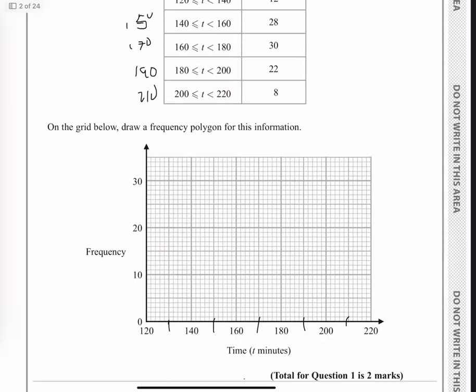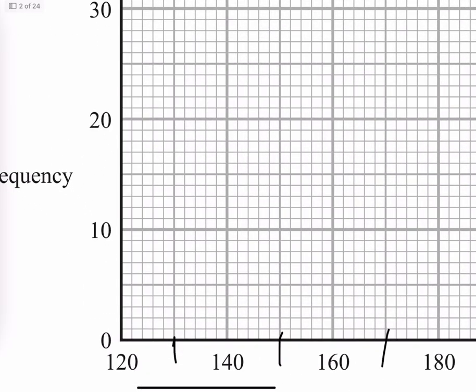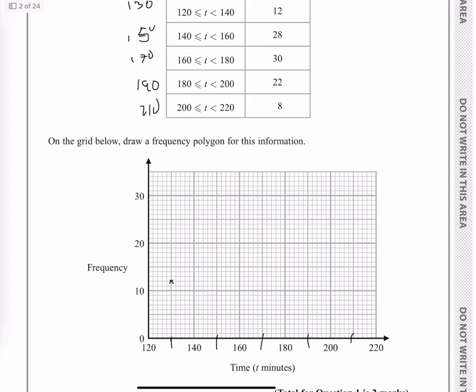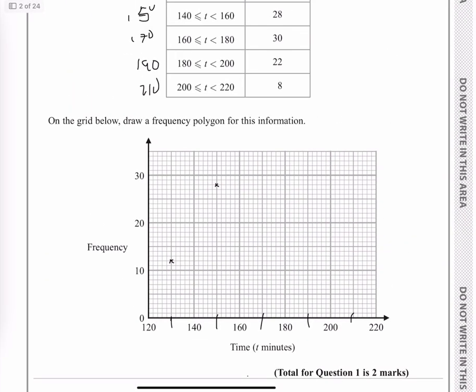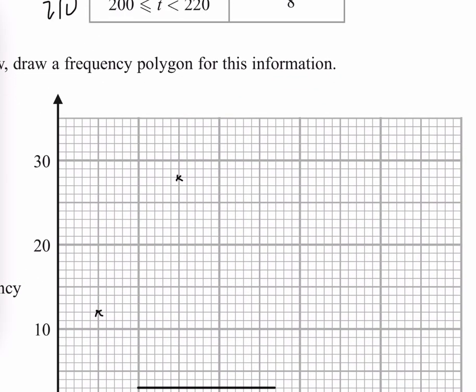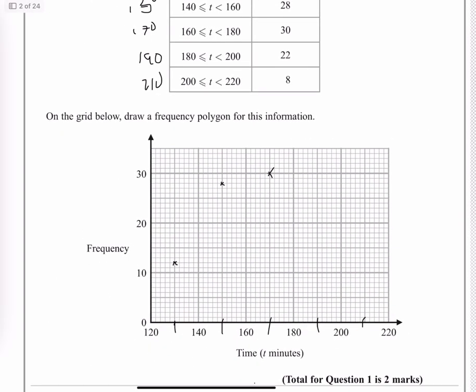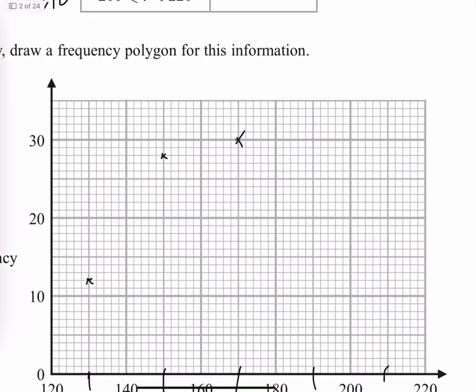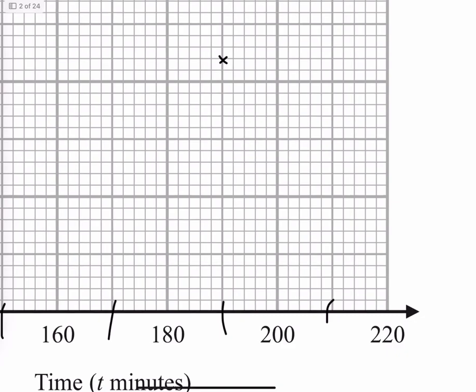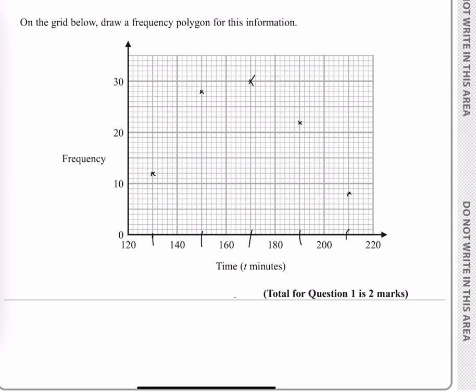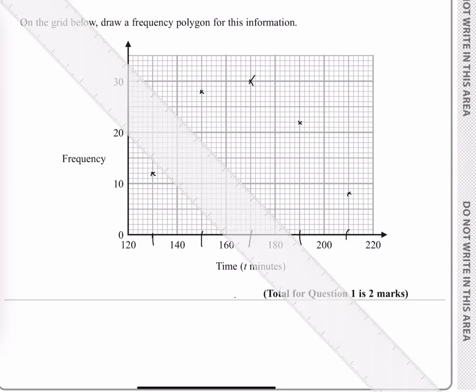So we plot at 12. We plot at 28. We plot at 30. We plot at 22. And we plot at 8. And then we join these points up dot to dot with a nice ruler.